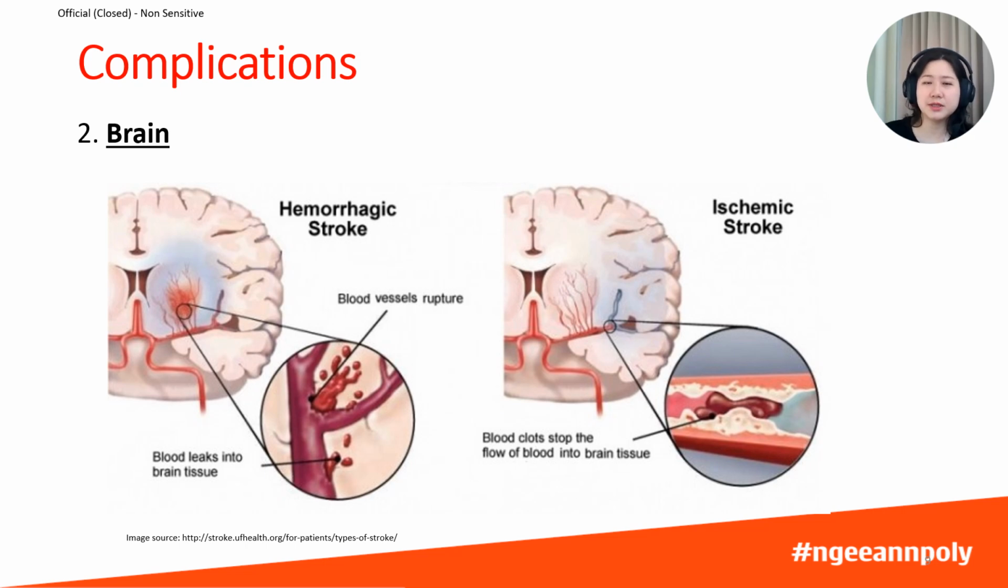Hypertension can also lead to stroke. There are two kinds of stroke, hemorrhagic and ischemic stroke. Hemorrhagic stroke occurs when a blood vessel in the brain bursts, which then causes bleeding in the brain. Ischemic stroke occurs when a cerebral artery is blocked, usually by a blood clot. Both types of stroke can be caused by hypertension.